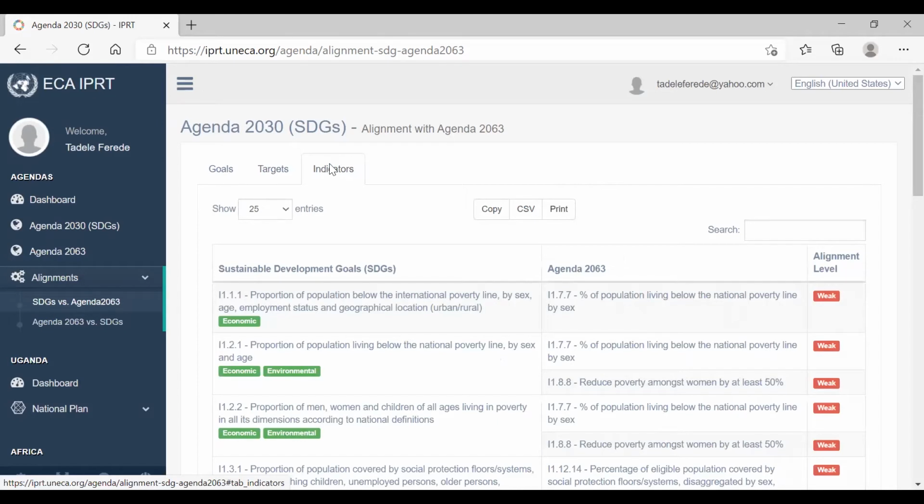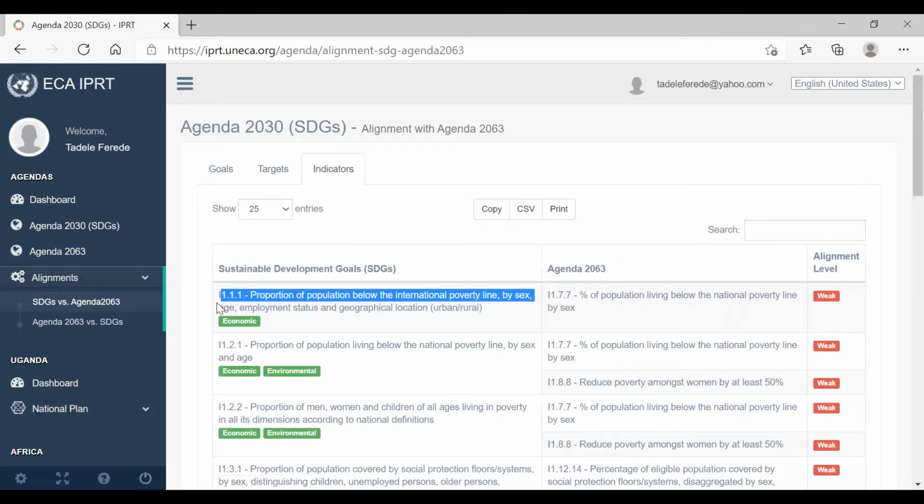For indicator level alignment, that's indicated by the letter I. I refers to indicator. One refers to goal, and the second one refers to target. And the third one refers to the first indicator of the first target of the first goal. So this indicator is aligned with the seventh indicator of the seventh target of the first goal of Agenda 2063. And the level of alignment is found to be very, very weak.